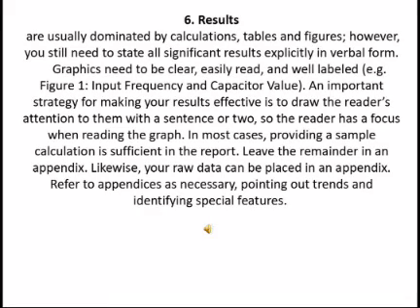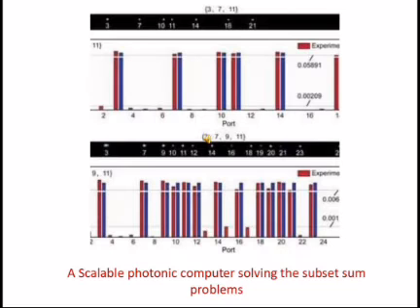Okay, so there are some examples. As you can see, this is an example of the results of an experimental report in computing sciences, which refers to a scalable photonics computer solving the subset sum problems. As you can see, it's designed in a clear and easy to read way. The results and the statistics are very clear, and this is how your work should be done.